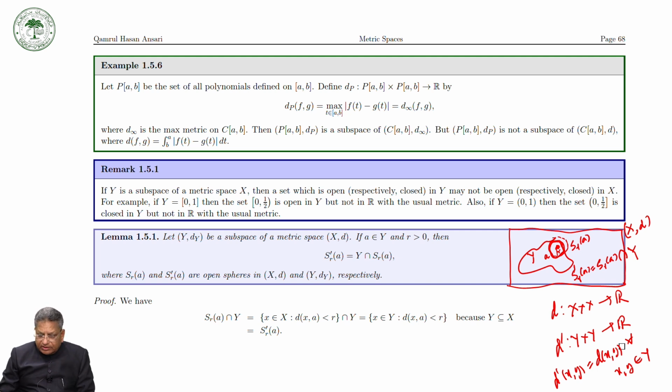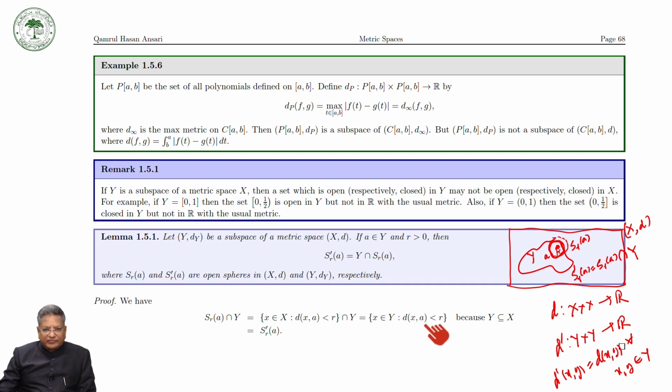Now you can prove it very easily. Take S(R, A) intersection Y. S(R, A) is the open ball, defined as the set of all x in X such that d(x, A) is less than R, that is, all points x which are at distance less than R from A, intersected with Y. Because Y is a subspace, it must be a subset of X, and therefore this must be equal to the set of all points x in Y such that d_Y(x, A) is less than R.